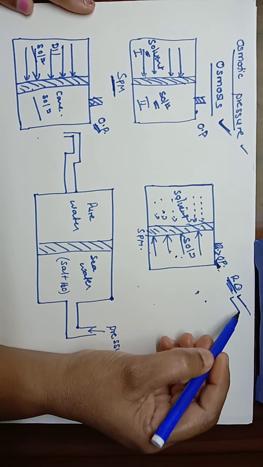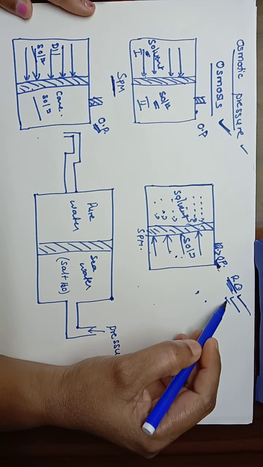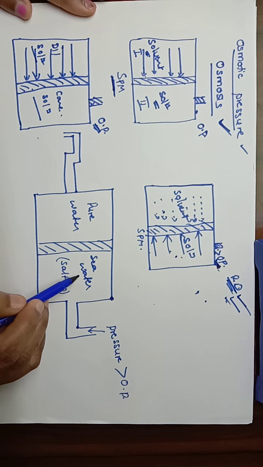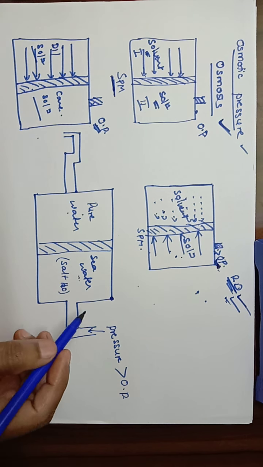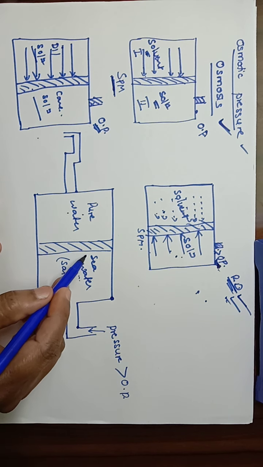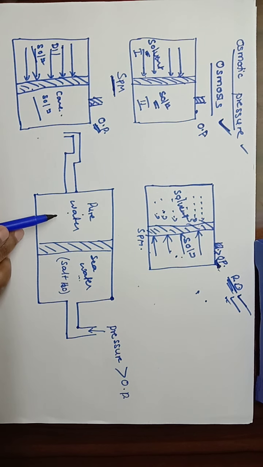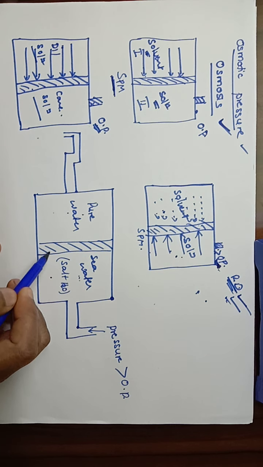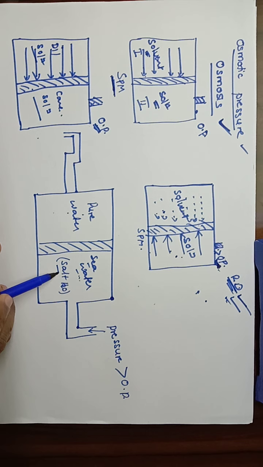So what is the application of this reverse osmosis? Reverse osmosis is used in the purification of seawater to get pure water. So for that we will consider the seawater. We will take the seawater and this is pure water. Pure water and seawater are separated by a semi-permeable membrane. This seawater contains many salts along with the water.